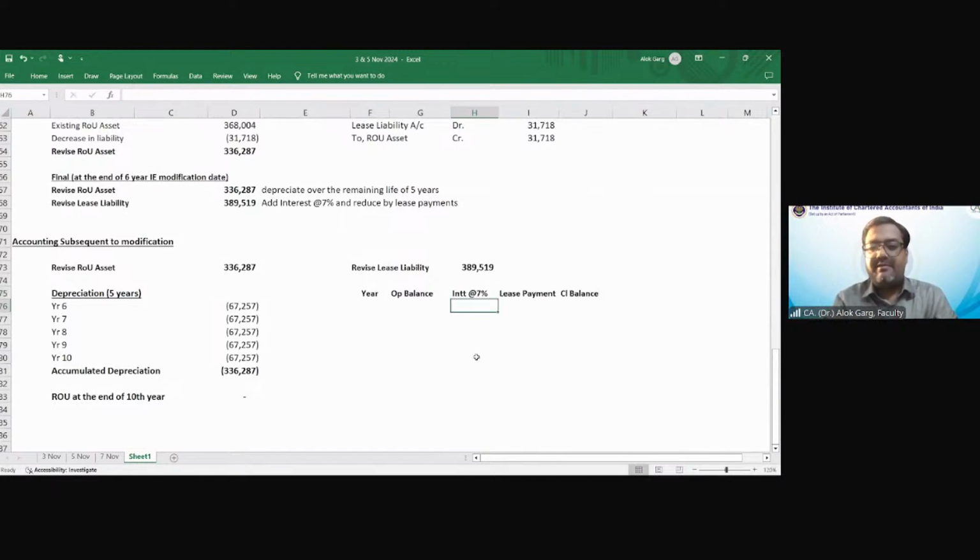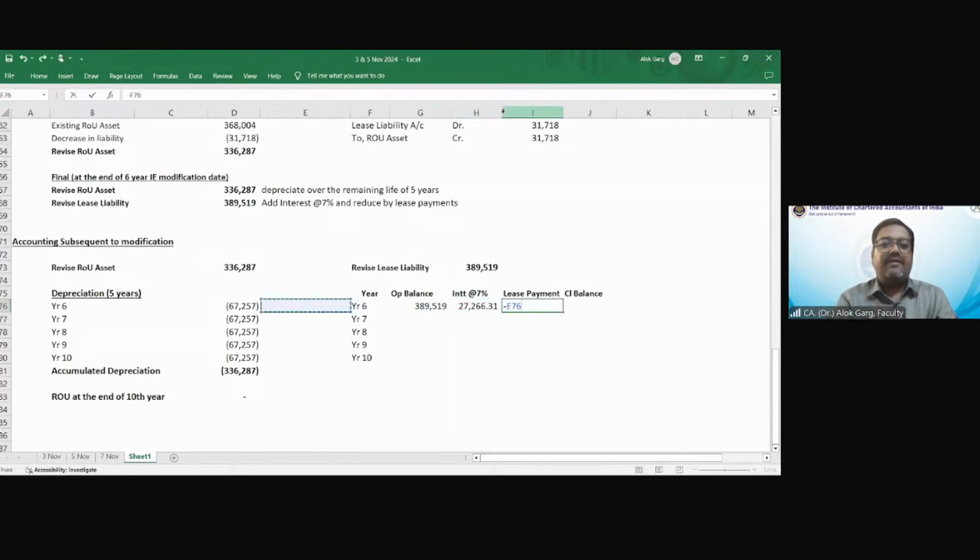Interest at the rate of 7%. Year 6, 7, 8, 9, 10. Opening balance क्या है? 389519. Interest at the rate of 7%. Lease payment कौन सी होगी? What is my lease payment? 95,000.